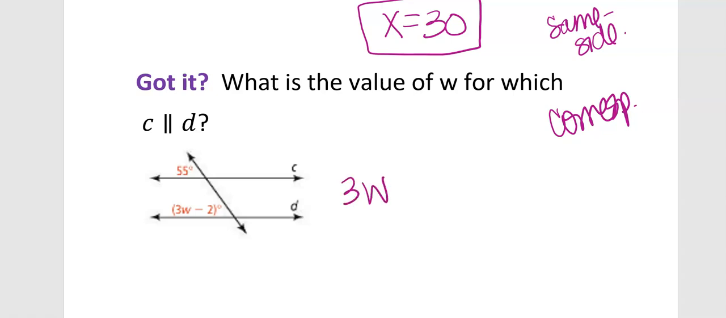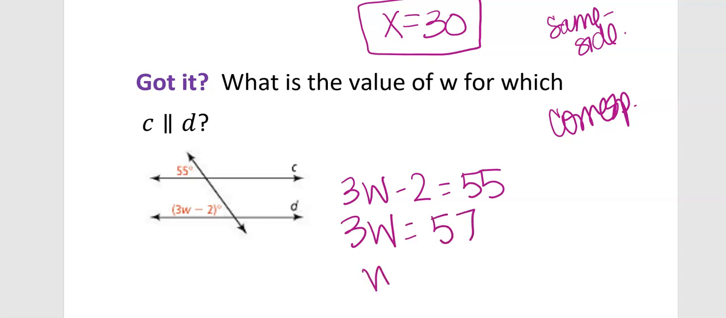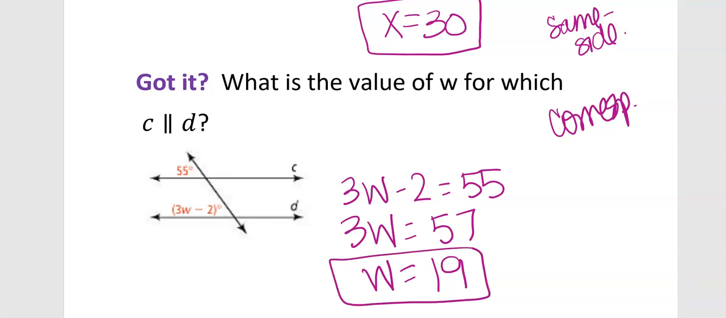3w minus 2 is equal to 55. We would add 2 to both sides and divide by 3. I think that's right. W is 19. And that is it.